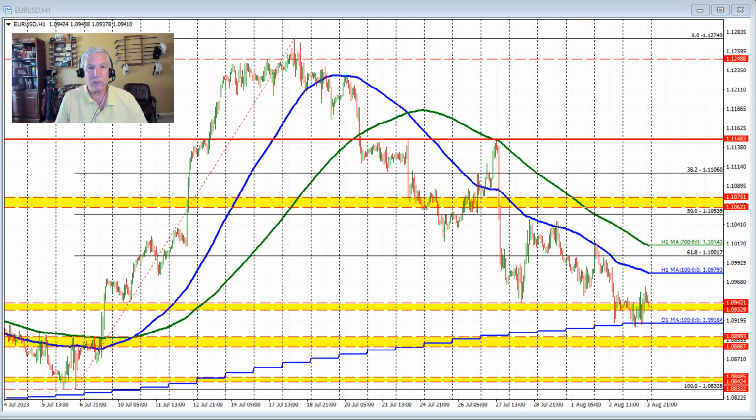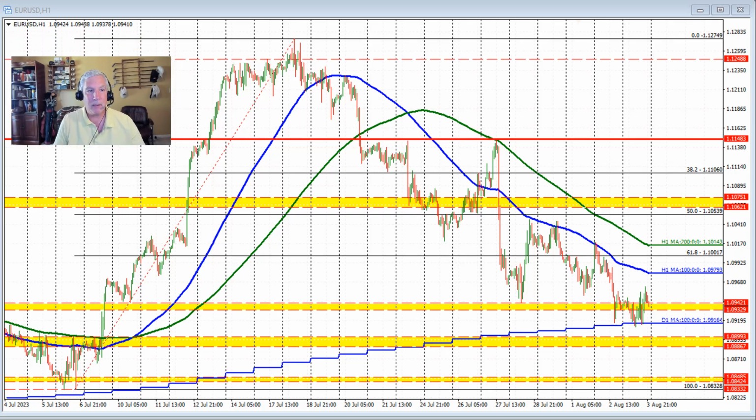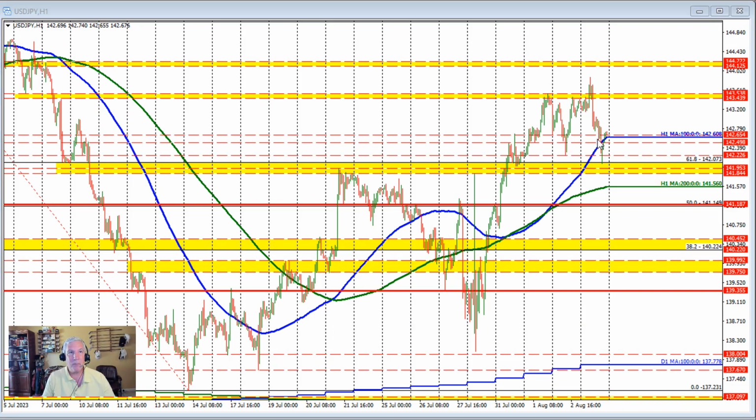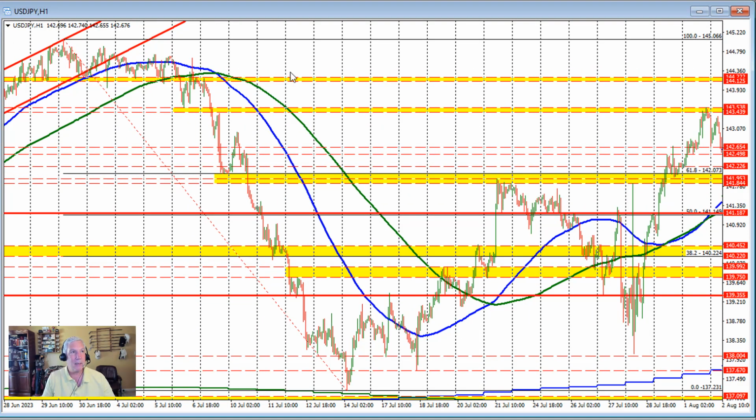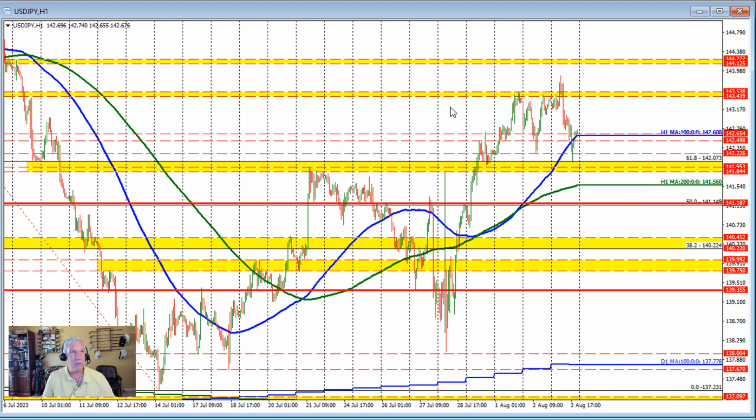Let's take a look at the dollar versus yen. In this currency pair, we did see the pair move below the 100-hour moving average in the New York session, but we did find support against the old 61.8% retracement of the move down from this high going back to the end of June to the low price that we saw in the month of July, and found support buyers against that level.